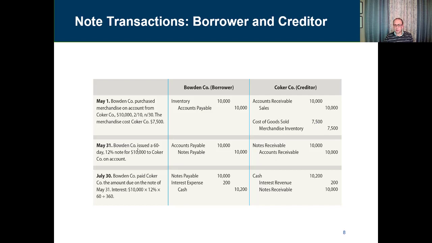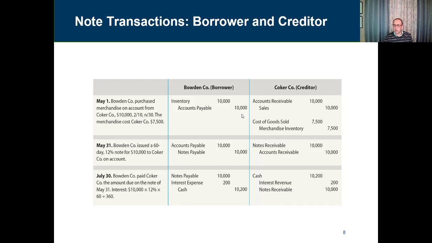On May 31st, Bowden Company issued a 60-day 12% note for $10,000 to Coker Company on account. So in this transaction, you see that the $10,000 accounts payable, they couldn't pay, so they asked for more time, like 60 days. And instead of having just accounts payable, it's going to be in the form of a note.